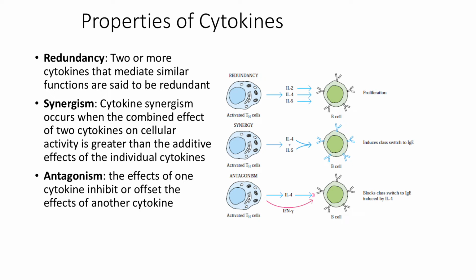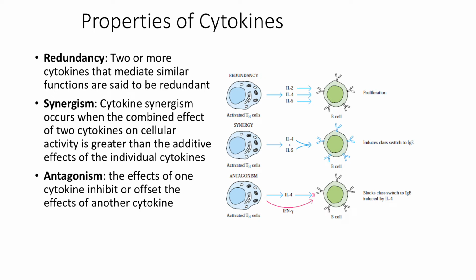So this is the cell activated, again the T helper cell, and then this is going to be induced by a stimulus to produce these three different kinds of cytokines, and these three cytokines will eventually perform the proliferation of B cell. Okay, then next is synergism.